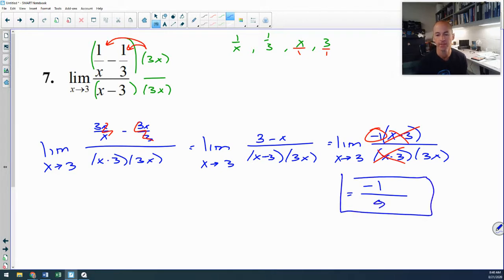There is your answer. On problems like this, where I notice I have something on top and bottom that are exact opposites, 3 minus x and x minus 3, I will usually skip this step and go straight to there. So there are some examples of solving limits with algebra. Hopefully that made sense.